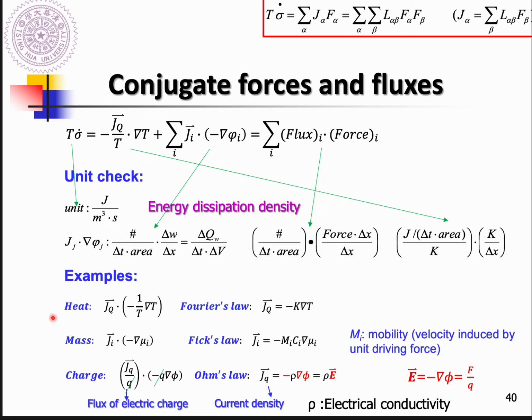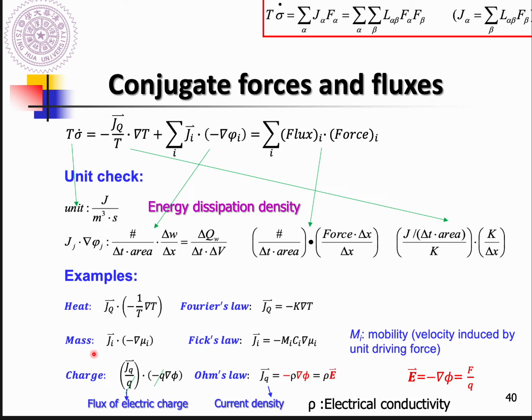If we have a heat flow process, then as long as you know the heat flux times the driving force, divided by T, you can get the entropy production rate. And regarding the heat flux, you can get that from what? As long as you know the thermal conductivity times the minus temperature gradient, you can successfully calculate the entropy production rate per volume in the flow process.